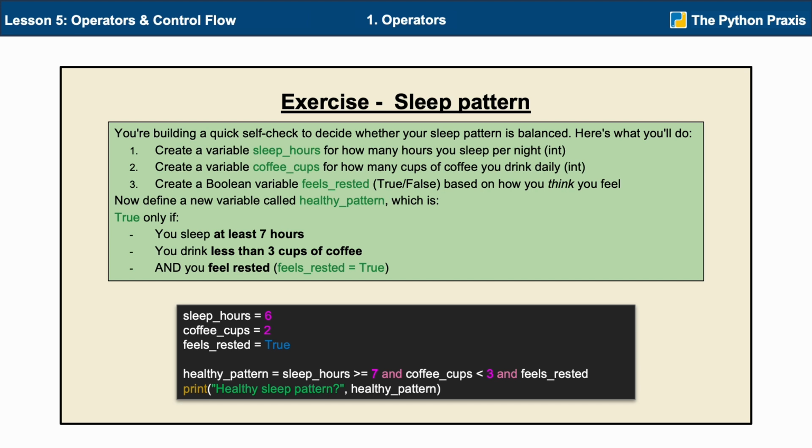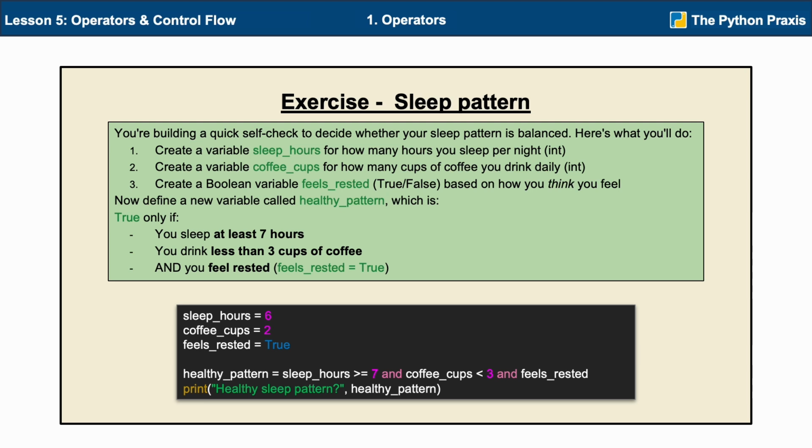think you feel. Then you define a new variable called healthy pattern, which is true only if you sleep at least 7 hours, you drink less than 3 cups of coffee, and you feel rested. This means that the Boolean variable feels rested is true.